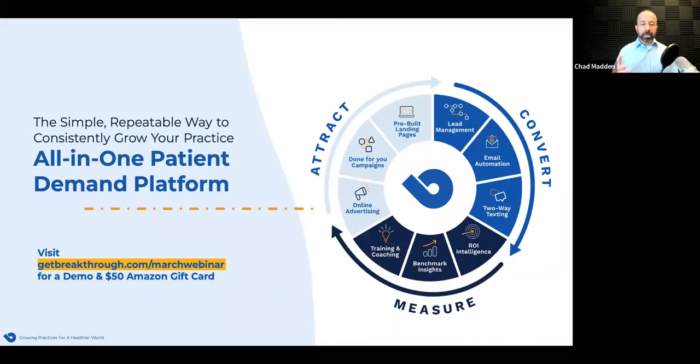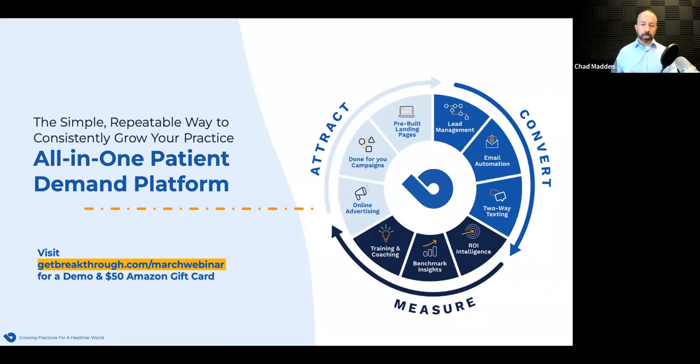And the way that we think about this, so this is a flywheel that really explains the full thought. This is exactly what we use in my private practice to grow from a startup 18 years ago to $8 million in revenue plus today. But it's a simple, repeatable way to consistently grow your practice. We call it the all-in-one patient demand platform.